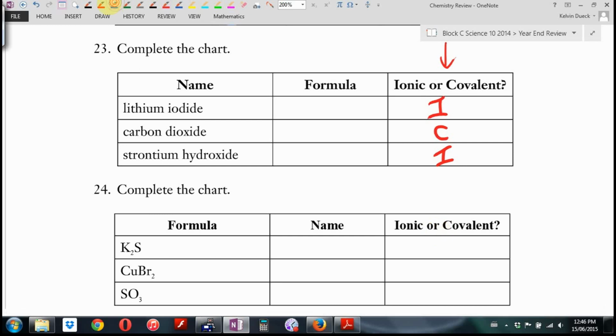Lithium, this was where we used the crisscross rule. Somewhere off in the margin, we wrote lithium. We wrote its charge. I think it's a plus. Yes, I think lithium, it's element number 3, I think.